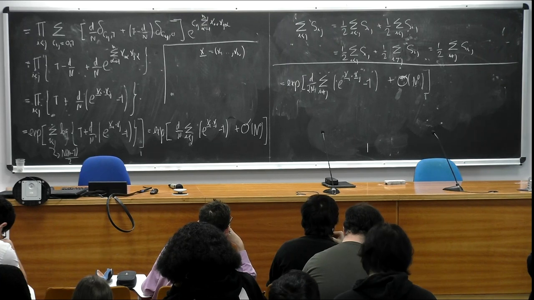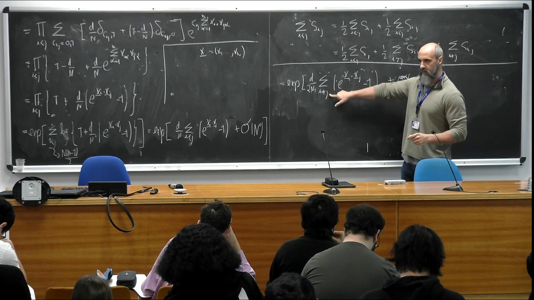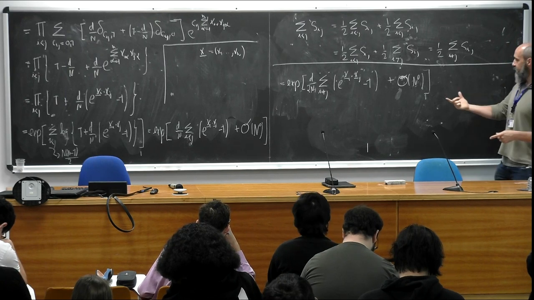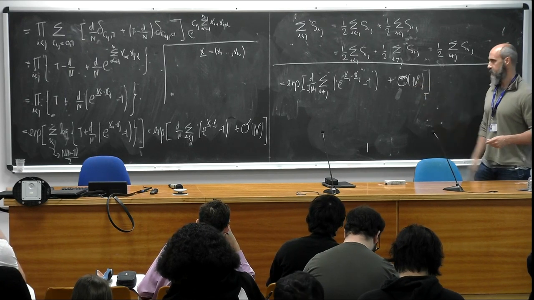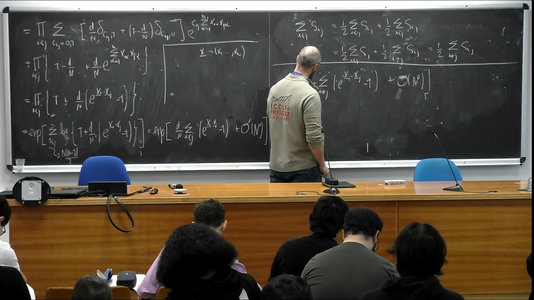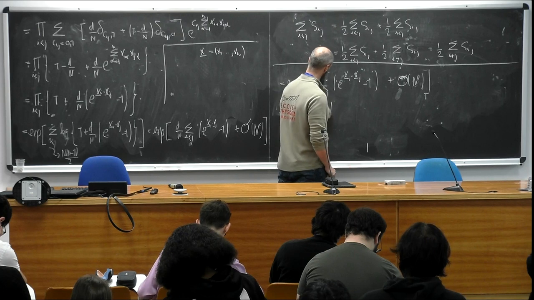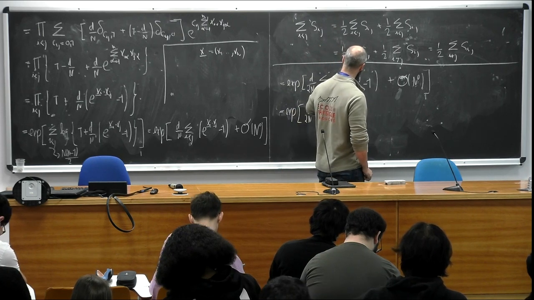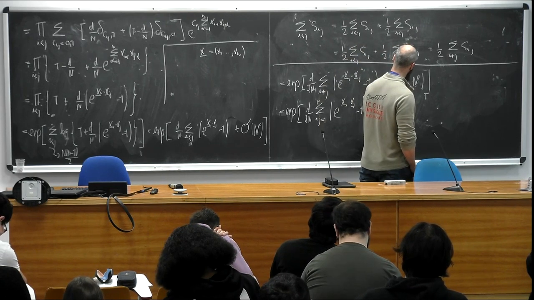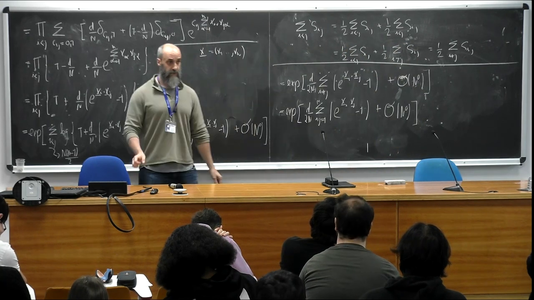Now, remember, this is not the complete double sum. It's missing the diagonal, but I can add and subtract the diagonal. And the diagonal is also order n to the 0. So this is equal to the exponential of d divided by 2n, the complete sum for i and j from 1 to n, of the exponential of the scalar product xi with xj minus 1, plus terms which are order n to the 0. Questions so far?